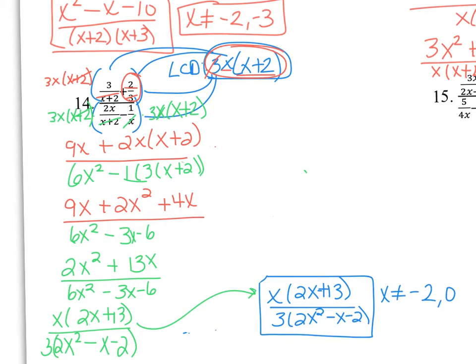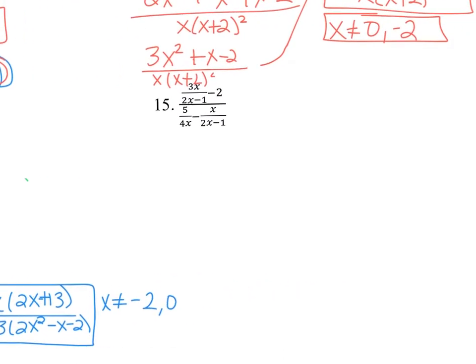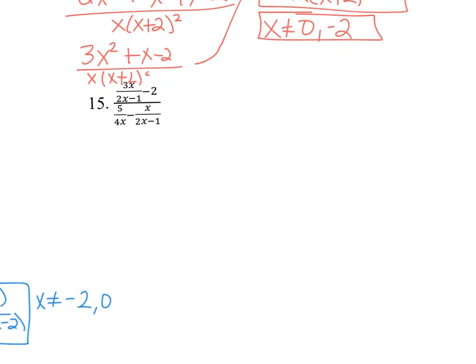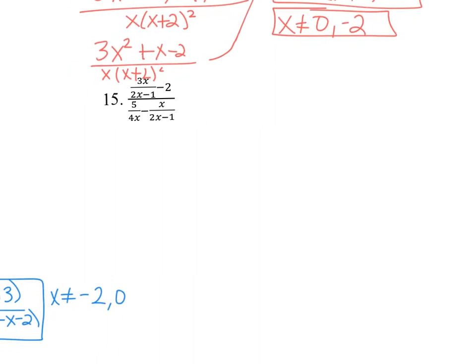So whichever method you prefer to solve, it's up to you. So let's try 15. With complex fractions, I prefer multiplying by a common denominator, so I'm going to do that on this one. I'm going to multiply both top and bottom by 4x times 2x minus 1. So I'm going to put that on both sides.